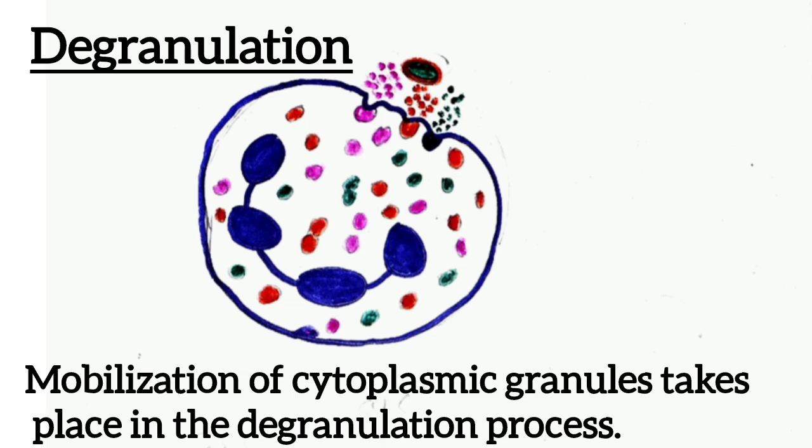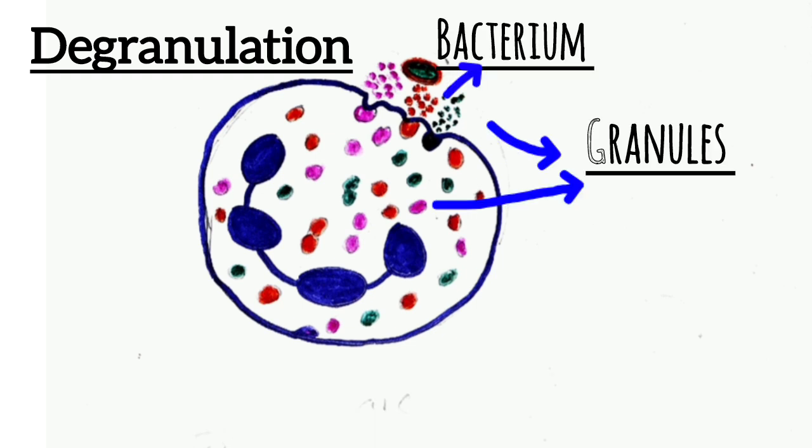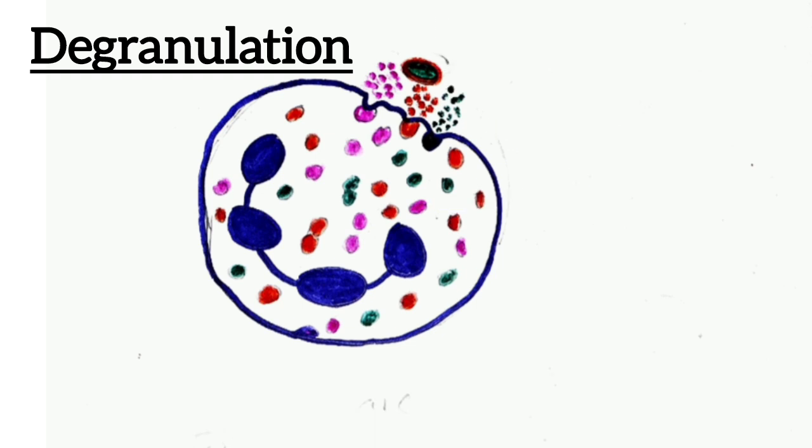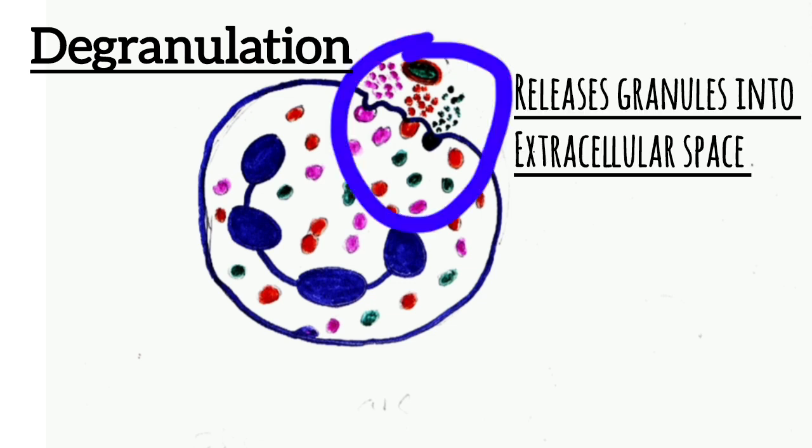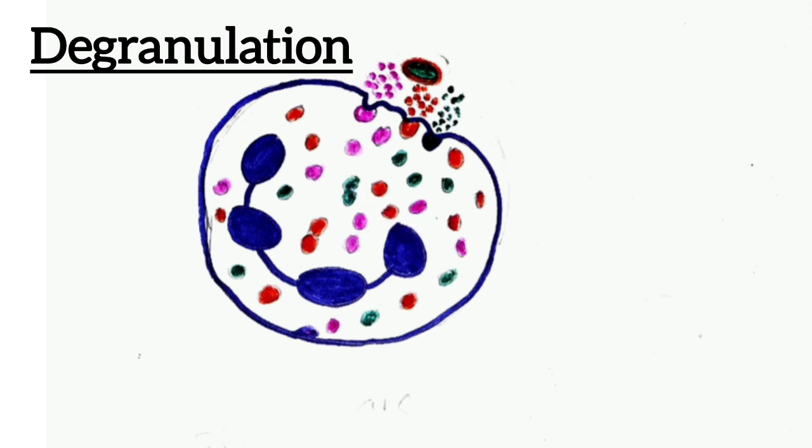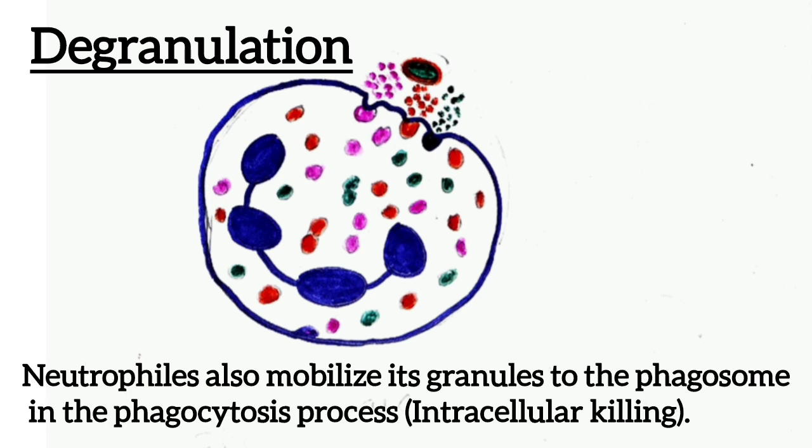The degranulation process is the process in which neutrophils mobilize their granules. As we know, neutrophils contain a large number of granules. So mobilizing its granules to some place is known as degranulation. This process takes place at the plasma membrane, and if it releases its granules into the extracellular space to kill the bacterium, then it is known as extracellular killing. Or it will mobilize these granules to the phagosome in the process of phagocytosis, then kill the bacterium present inside the phagosome, which is known as intracellular killing.